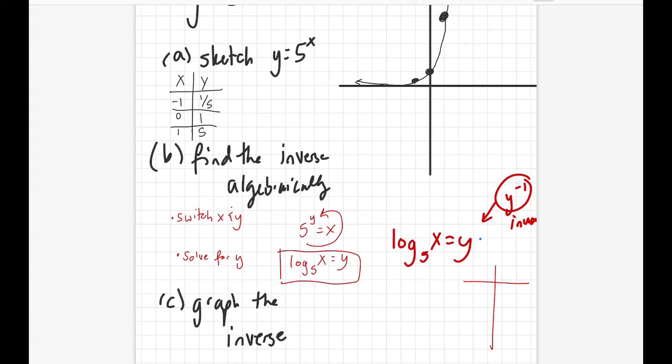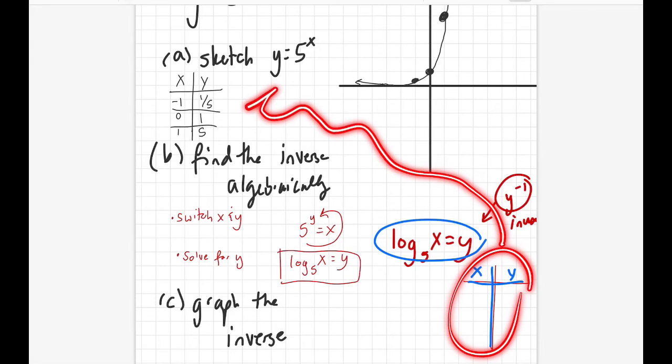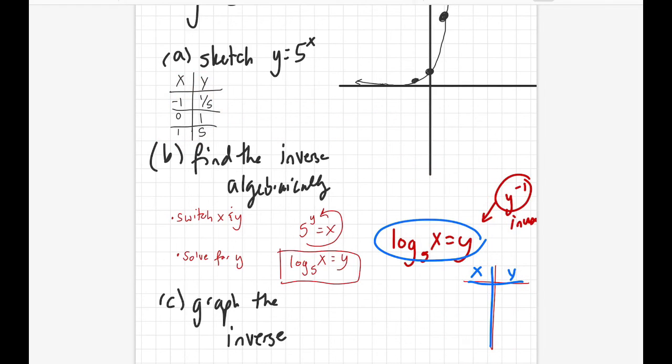So I'm going to make my table of values. I've got my x and my y values, but remember, for the table, all you have to do is refer back to our old table, and we're just going to switch x and y in the tables. We don't need to plug in numbers. We could just switch the x's and the y's. So I'm going to write these out: 1/5 and -1, 1 and 0, and then 5 and 1.